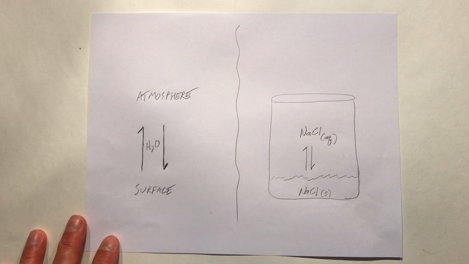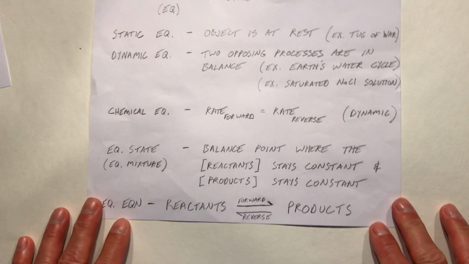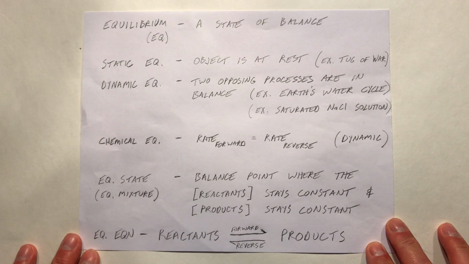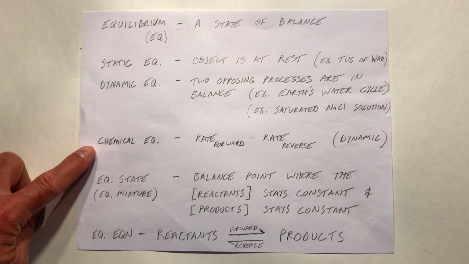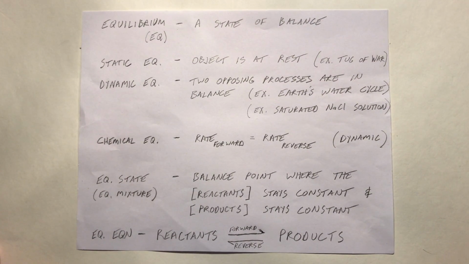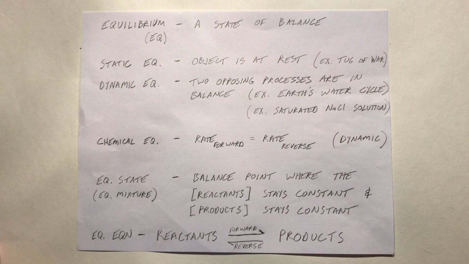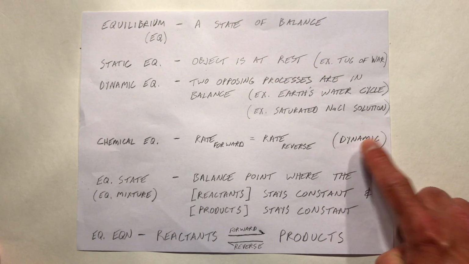And like all equilibria, it would also be temperature dependent. The balance point would be temperature dependent. Those are two examples of dynamic equilibriums or equilibria that are physical processes. An equilibrium can involve a chemical process as well. A chemical equilibrium occurs when there's a chemical reaction that's reversible, and the rate of the forward reaction equals the rate of the reverse reaction. The reaction continues to progress back and forth, so it's a dynamic equilibrium.